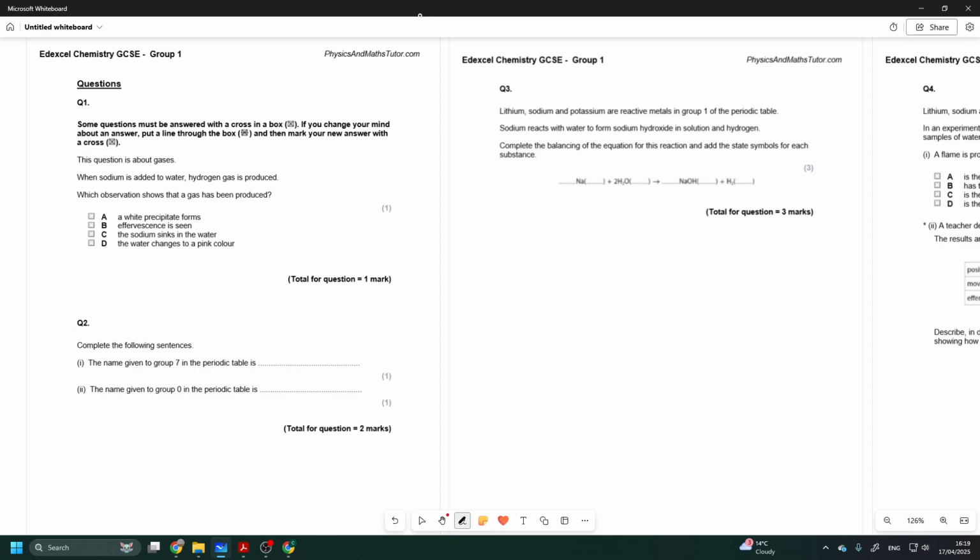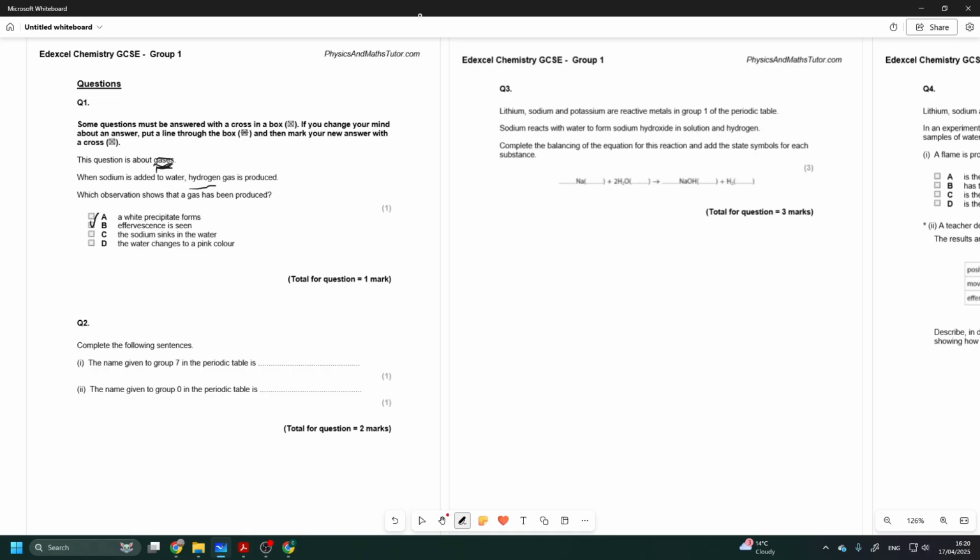So it says, this question is about gases, okay? Gases, I'm crossing it out here. I'll get used to this pen in a minute. When sodium is added to water, hydrogen gas is produced. Brilliant. Now, we'll remember that for later, because it'll come up later. What observation shows that a gas has been produced? Now, have you learned your gas tests? Essentially, we should see here effervescence of hydrogen gas. Okay, that shows a gas has been produced. We are seeing bubbles. Effervescence is a fancy word for bubbles.